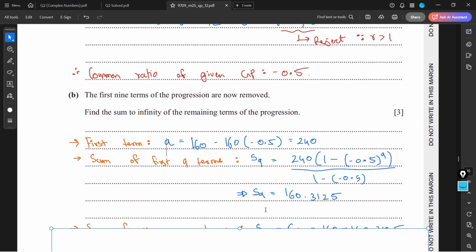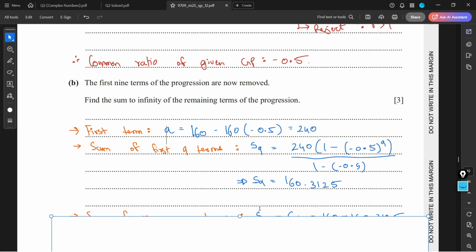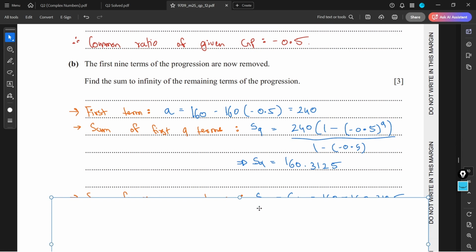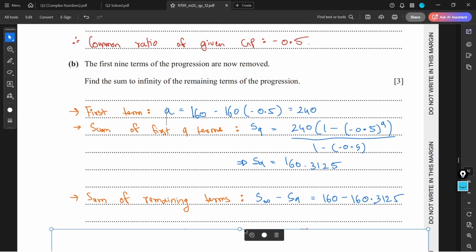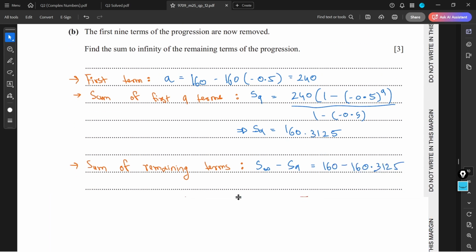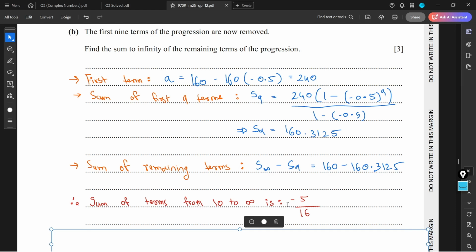And after that, because we are trying to find the summation of the remaining terms, I know that the summation of all the terms is going to be 160. So from the 160, if I remove 160.3125, what am I going to be left with? I am going to be left with minus 5 by 16 as the exact answer.